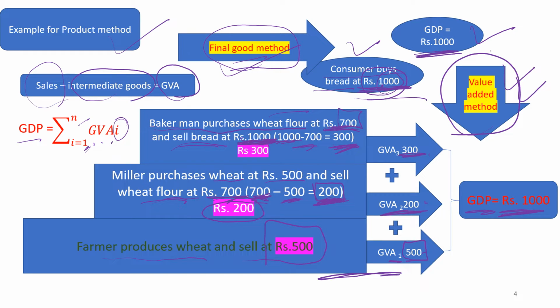So either you can use the value added method or you can use the final good method. But in the final good method, you should be very careful because sometimes there may be a possibility of double counting. If we use the value added method, we can avoid that double counting.